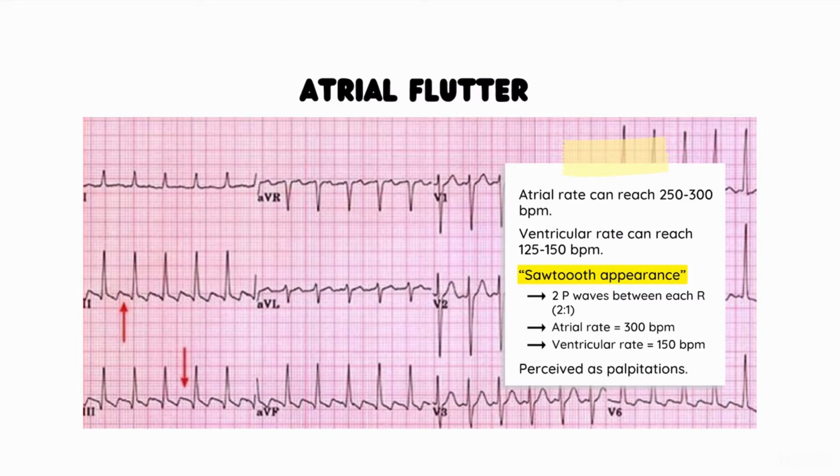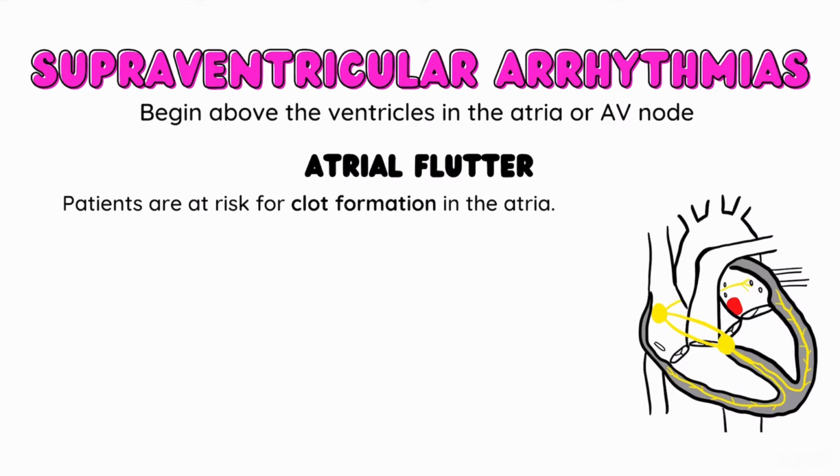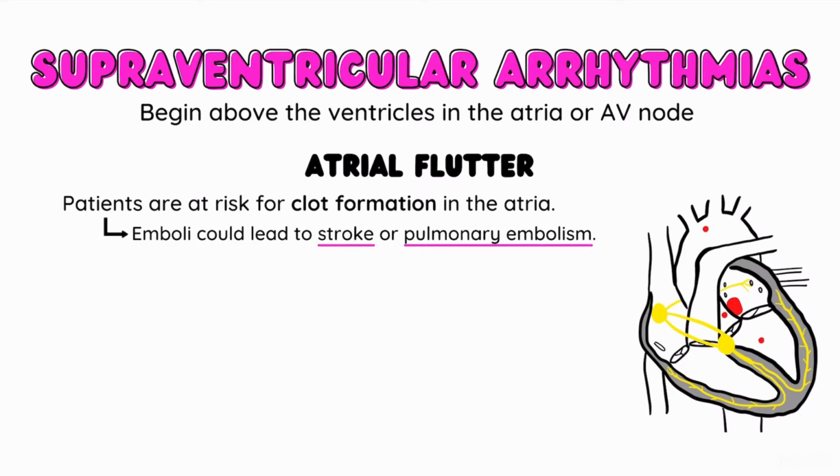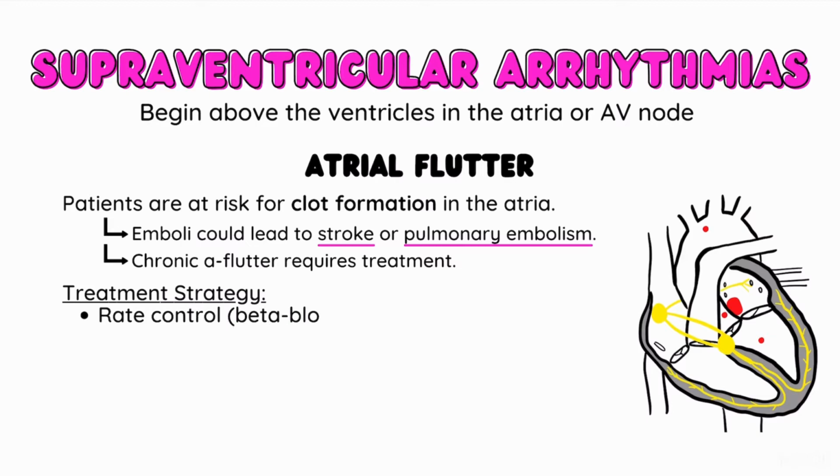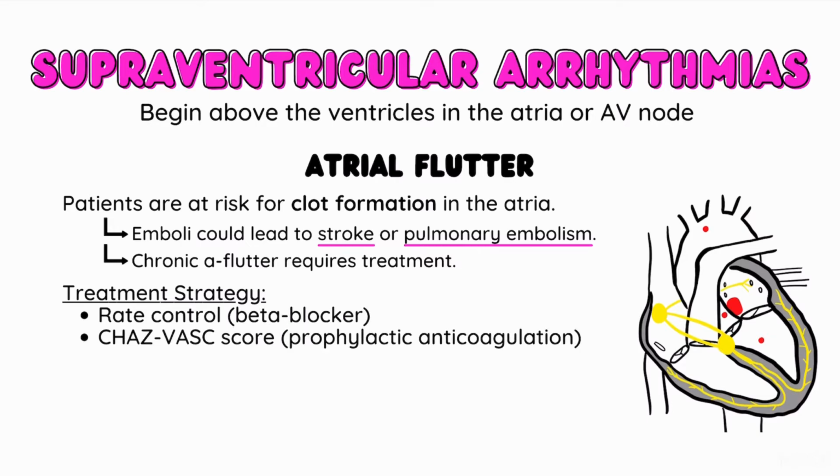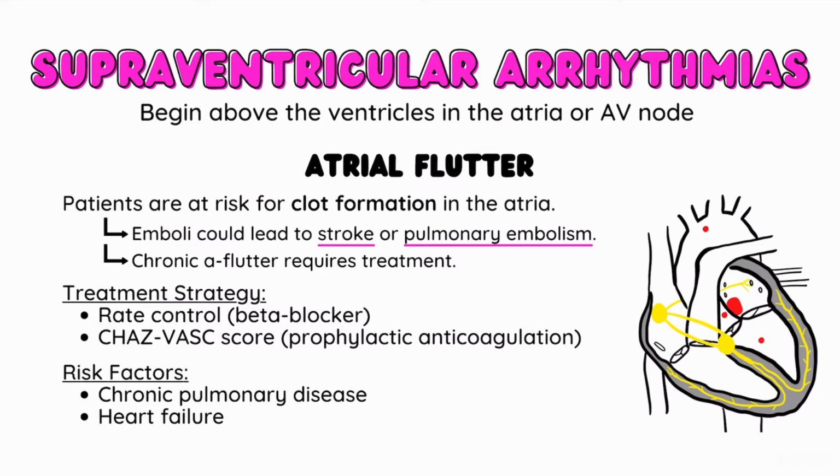It also confers an increased risk of thrombus formation in the atria, which could lead to a stroke or pulmonary embolism. Therefore, patients with chronic A flutter must be rate controlled with a beta blocker and possibly anticoagulated as per their CHAS-VASc score. Risk factors for A flutter include chronic pulmonary disease and heart failure.